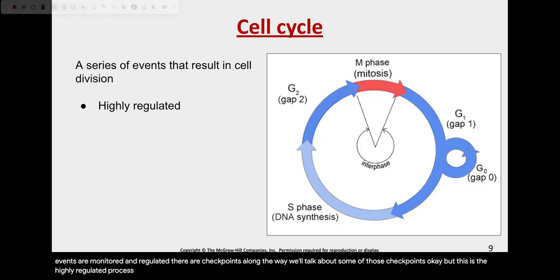All right, so if we look at the cell cycle, this is a nice image of the cell cycle here. We can see there's different phases: G1 phase, G0, S phase, G2 phase, M phase. Let's talk about those phases.